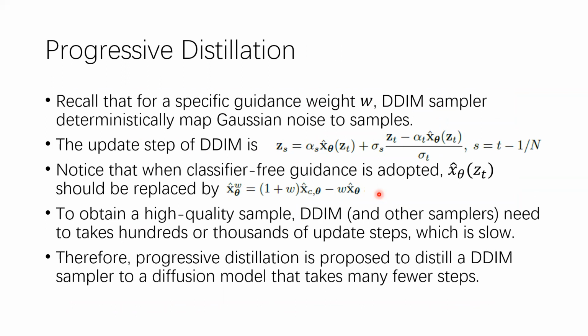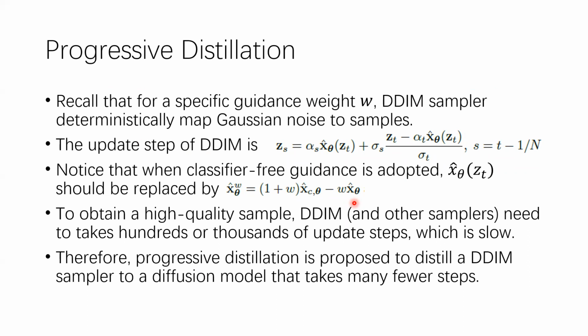And another technique used in this paper is progressive distillation. Recall that for a specific guidance weight, you can use the DDIM sampler to deterministically map Gaussian noise to samples. The update step of DDIM is given here, so it's a deterministic step. Here you don't have the classifier guidance weights, but when the classifier guidance weight is adopted, then this x_theta(z_t) should be replaced by this one.